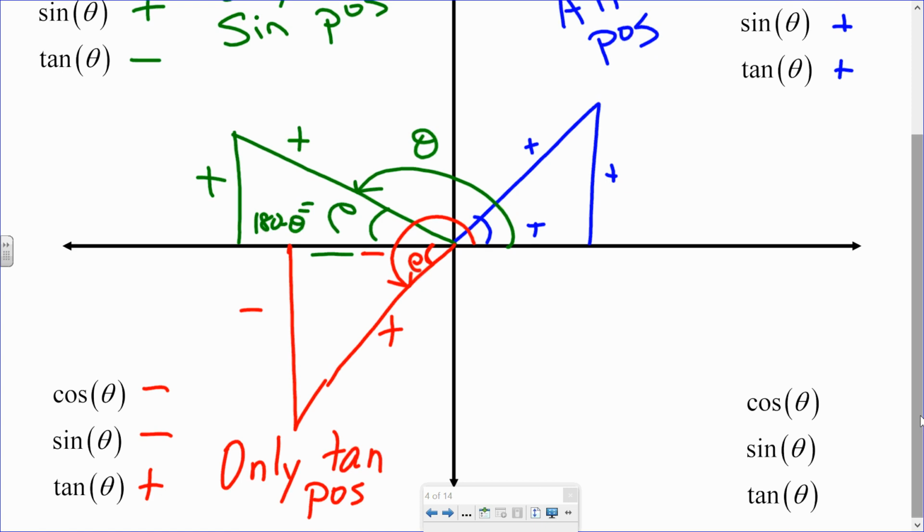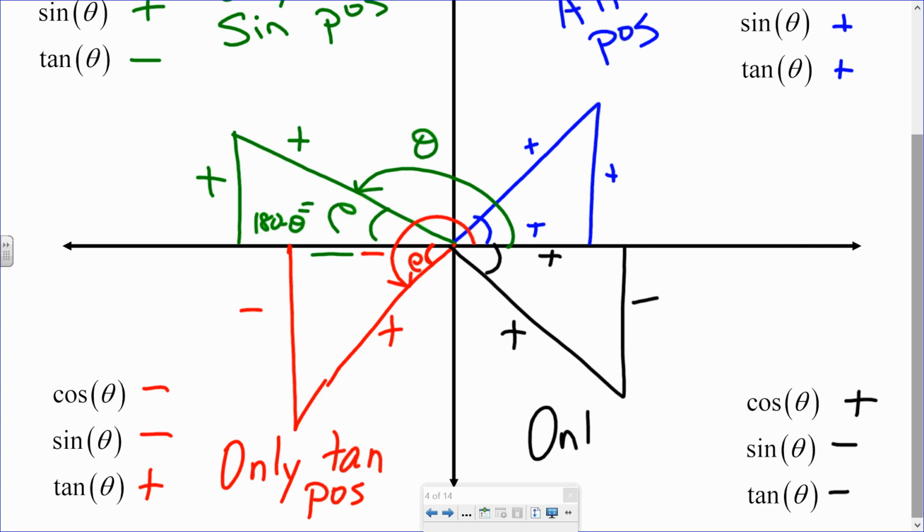And finally, fourth quadrant. If I landed over here, I would have positive for my first coordinate, negative for my second coordinate, and positive for the hypotenuse. So for this reference angle with the x-axis, my cosine would be adjacent over hypotenuse, positive over positive would be positive. Sine would be opposite over hypotenuse, negative over positive would be negative. Tangent would be opposite over adjacent, negative over positive would be negative. And only cosine would be positive.